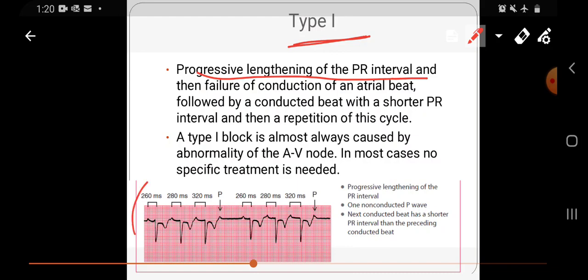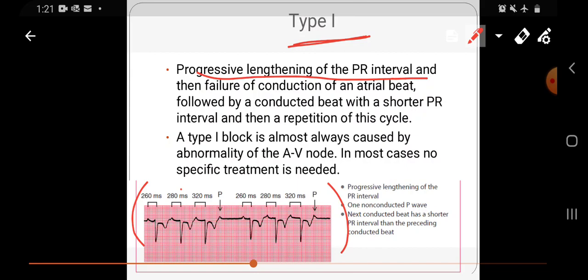Okay, so if you look at this ECG strip, you will see that here the PR interval is 0.26 seconds. Then it becomes 0.28. Then it becomes 0.32. Okay, and then you will see a P wave with no QRS following it. So this is a dropped beat. The P wave did not pass. Well, after that what happens? The pattern will repeat itself.